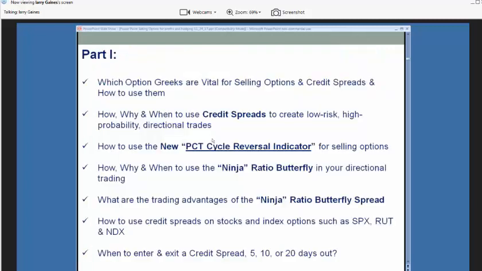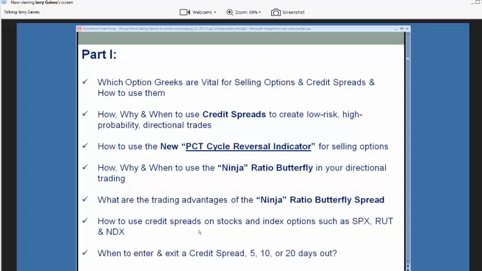Now, in the course, we go through the option Greeks and how vital they are for credit spreads, how, why, and when to use credit spreads, and how to use the cycle reversal indicator for these credit spreads. We go through in detail how to set it up and incorporate it into your spread setups. We also go into great detail on how, why, and when to use the Ninja butterfly and the advantages of this ratio butterfly.